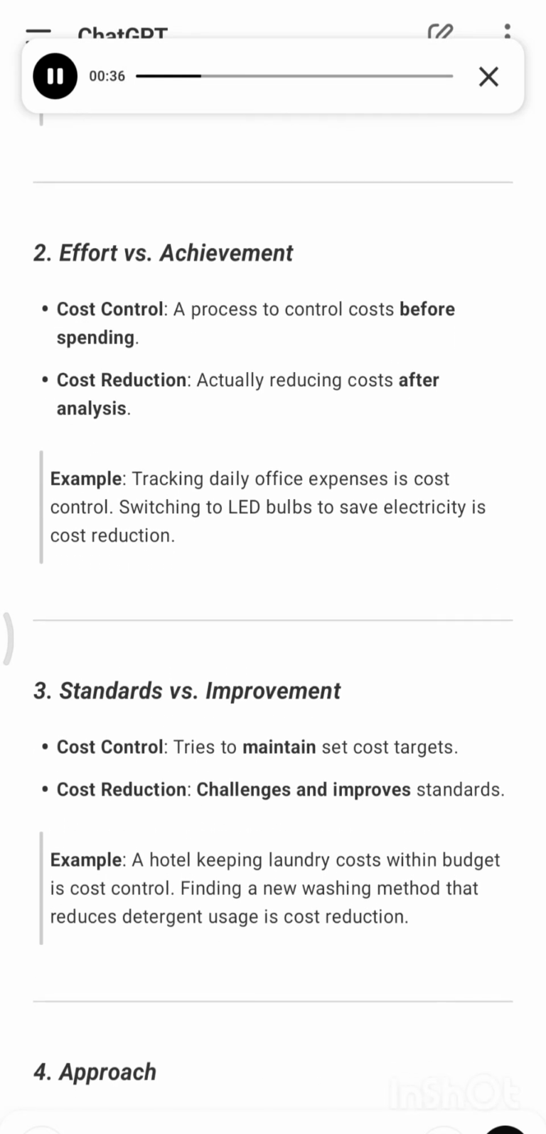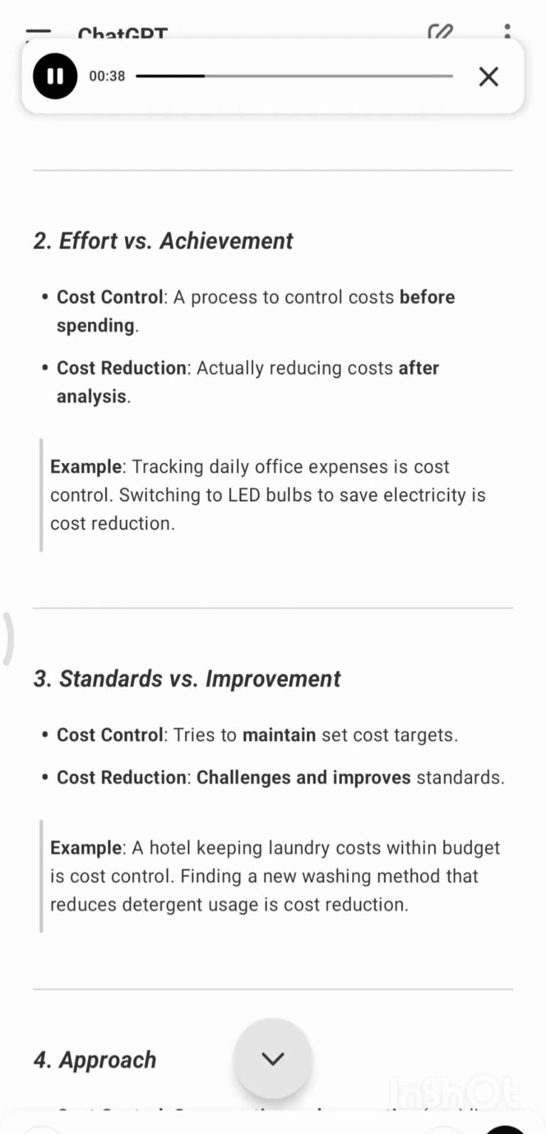2. Effort versus achievement. Cost control: a process to control costs before spending. Cost reduction: actually reducing costs after analysis. Example, tracking daily office expenses is cost control. Switching to LED bulbs to save electricity is cost reduction.